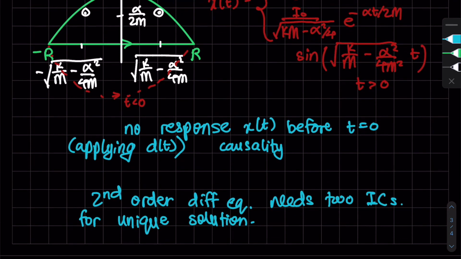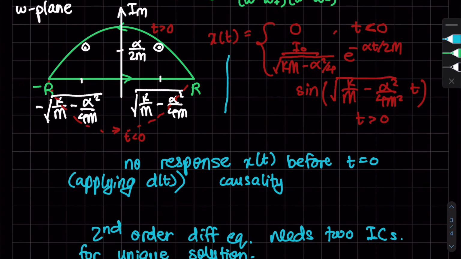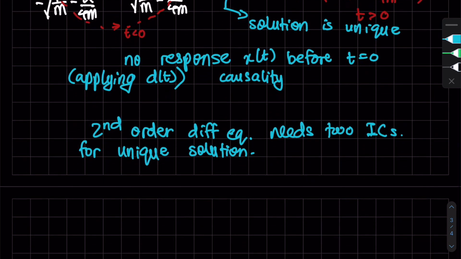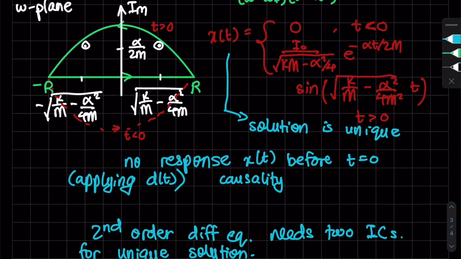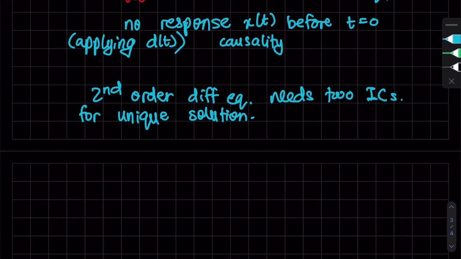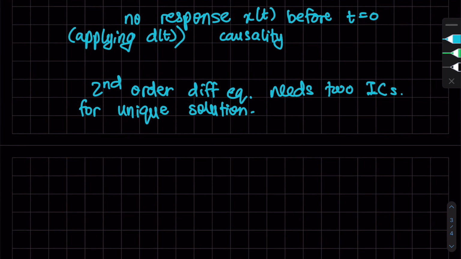But notice that this solution that we found is unique. Why is it unique? Because there are no arbitrary constants anywhere. We know what I naught is. It was given, part of the driving force. Alpha, T, M, K, everything else is known. So there's no arbitrary constant. We also know there's no phase added with the sine either.